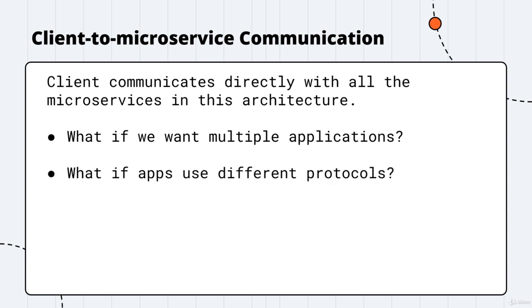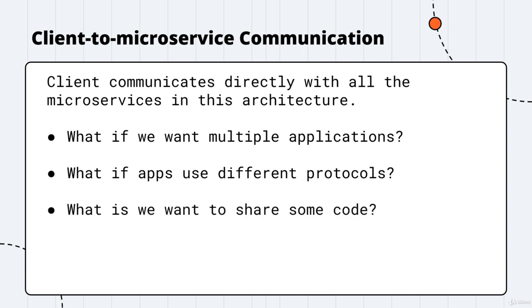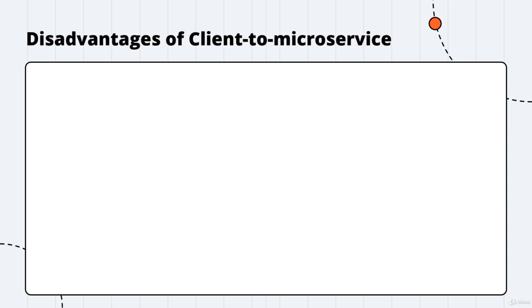Also, what if you want to share some code across both the applications, the MVC and the Xamarin, like the authentication code? If we use the direct client to microservice architecture or communication, sharing is easy, but there are other downsides as well. Let's take a look at a few disadvantages of client to microservice communication.